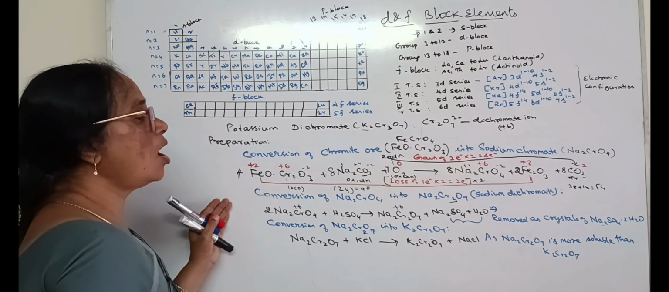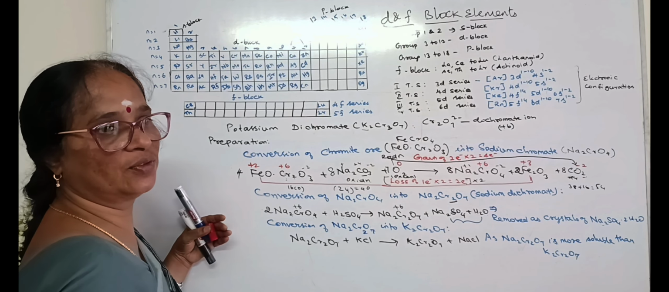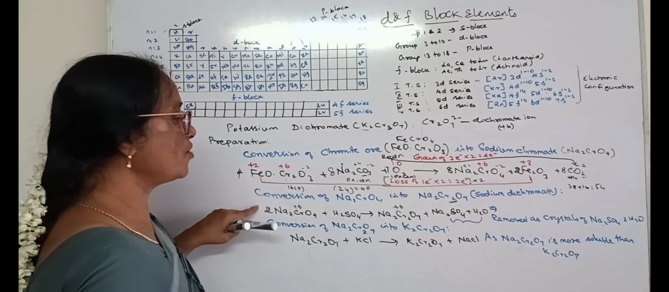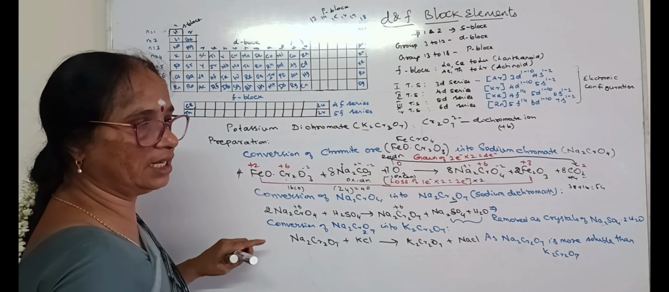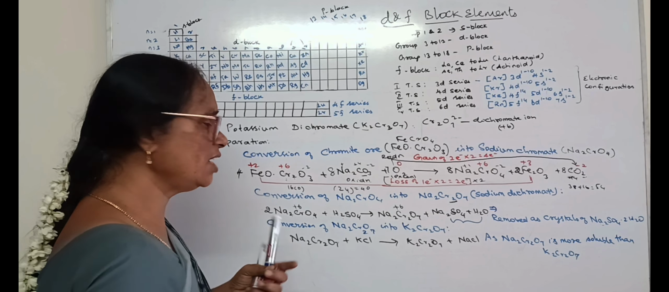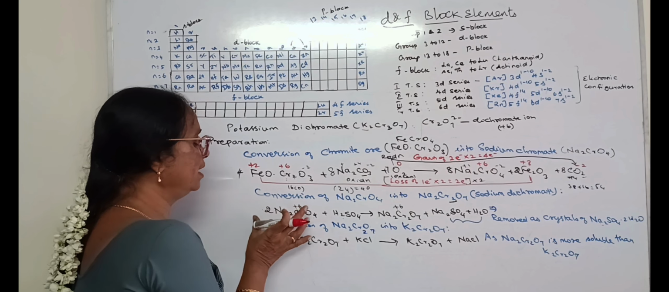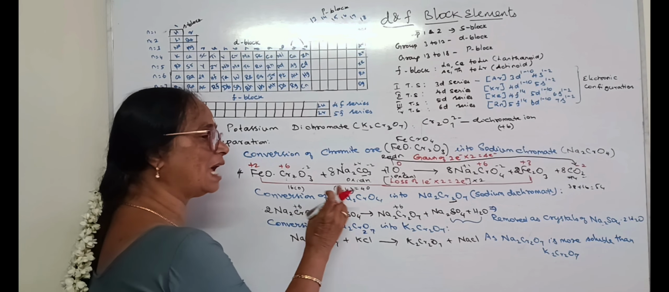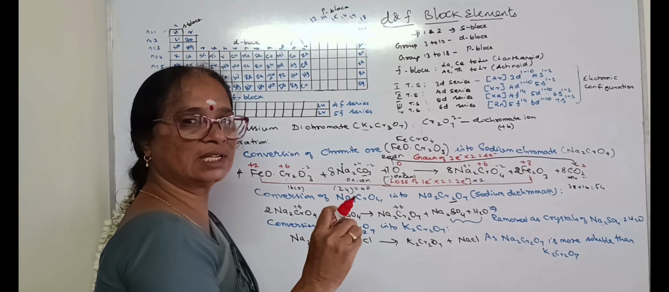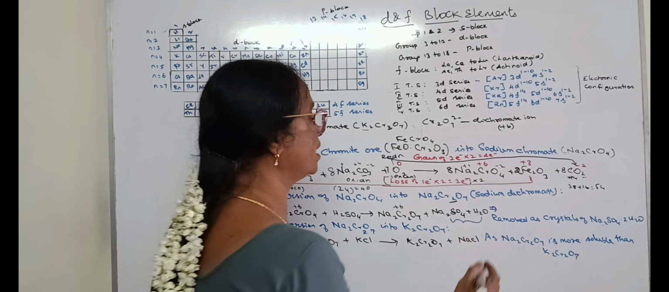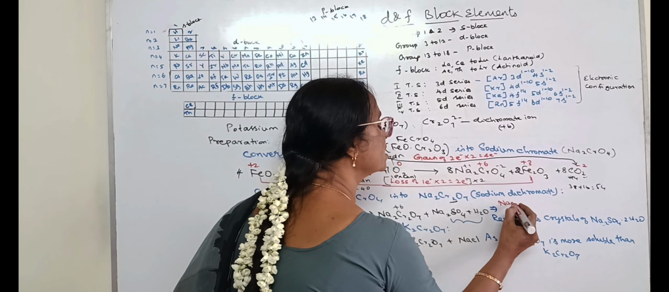So we have given all of the reactions in molecular form. The second step of the reaction can also be given in its ionic form. Ionic form is nothing, we are treating the sodium chromate with acid. Acid is represented by proton, that is H+ ion. So you can write the equation like this.